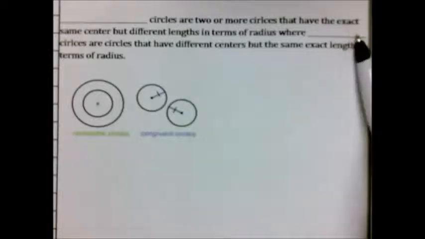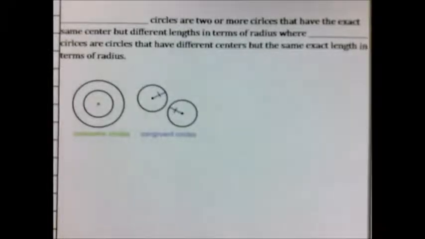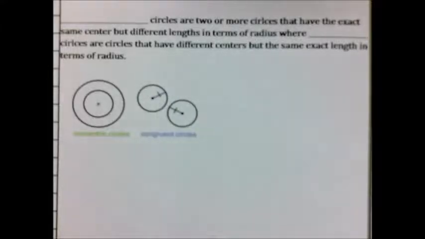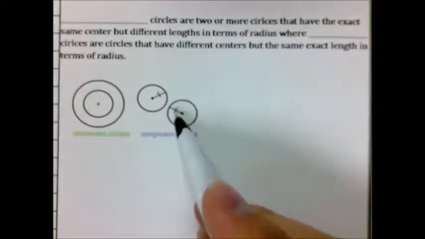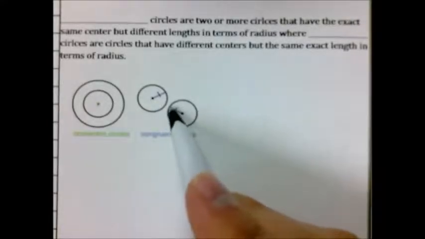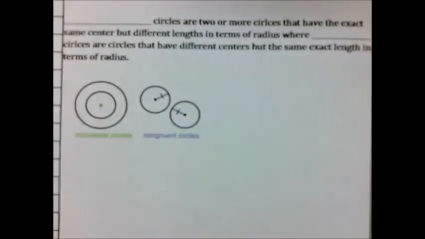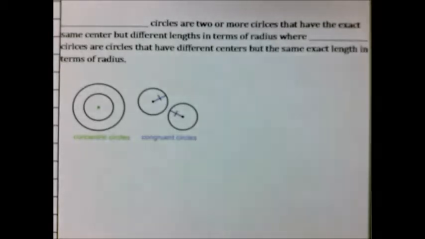Now, congruent circles are circles that have different centers, but their radius is the exact same length. The distance from the center to the outside edge is the exact same length, just the centers are a little bit different. That's all the big stuff about circles that you're going to need to know for this next unit that we're going to be talking a lot about.